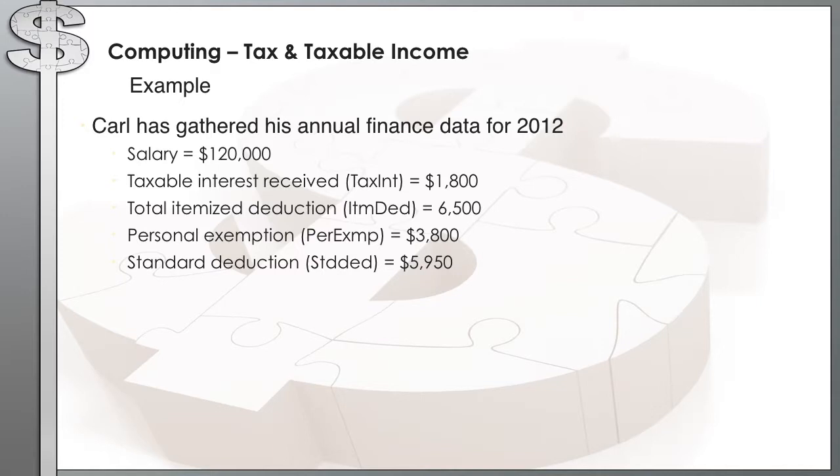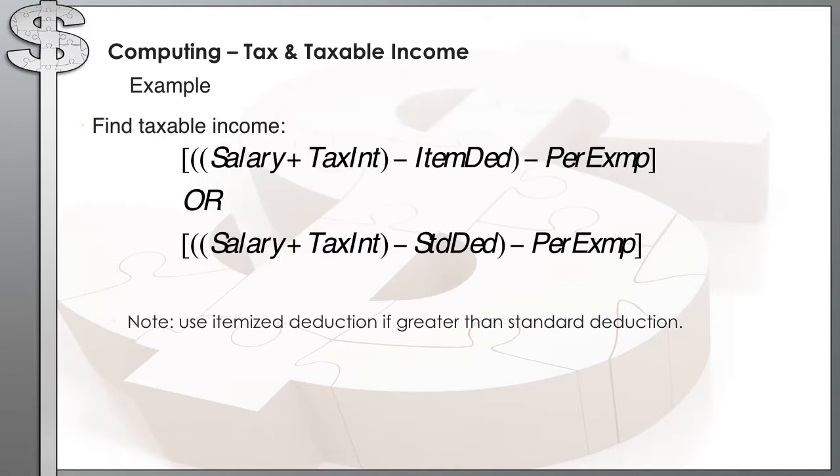His salary was $120,000. His taxable interest received was $1,800. His total itemized deductions were $6,500. His personal exemptions were $3,800. And his standard deduction was $5,950. Okay? So what we have here is a formula for figuring out his taxable income.